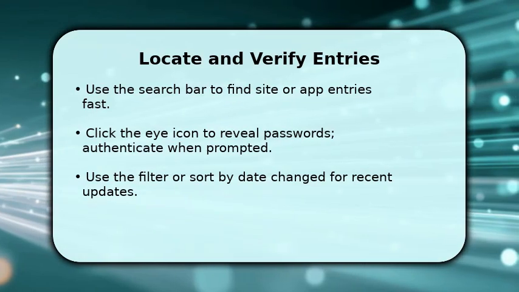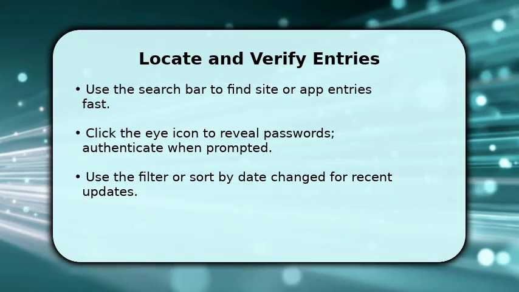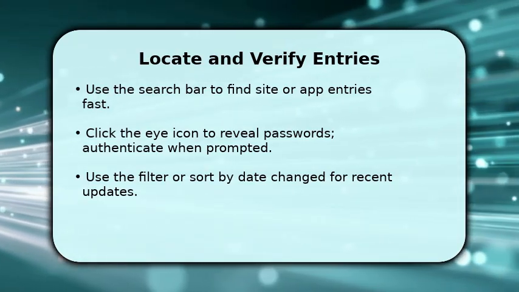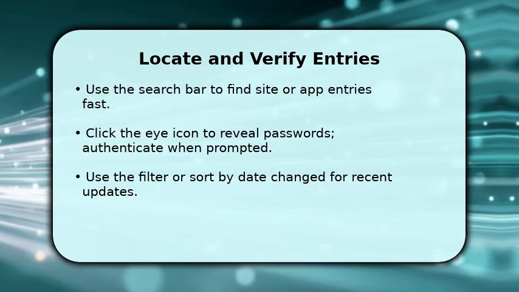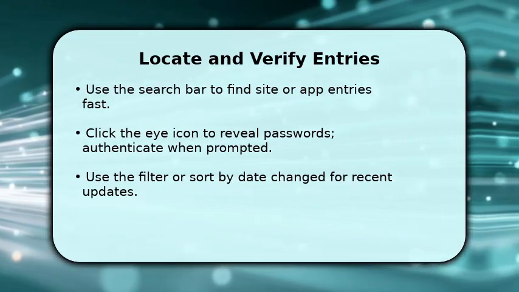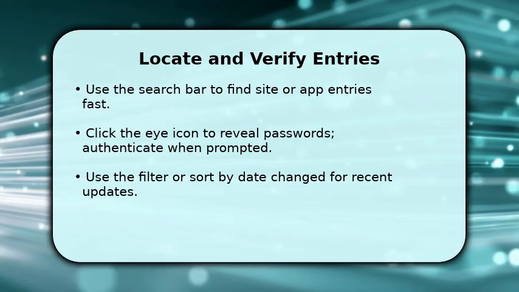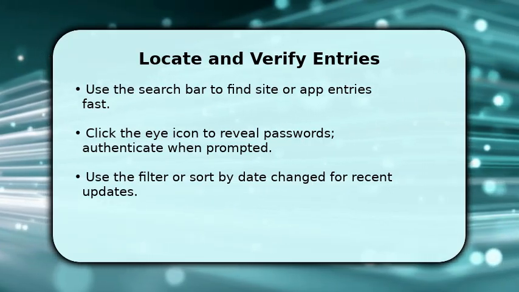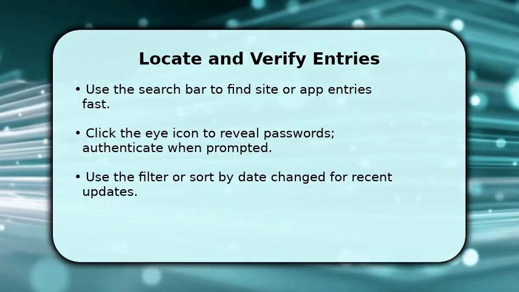Once inside Password Manager, search for the site or app name to narrow results quickly. You'll see usernames and a hidden password field. Click the eye icon to reveal a password, and then authenticate with your Google password or device PIN. This extra step protects your data.